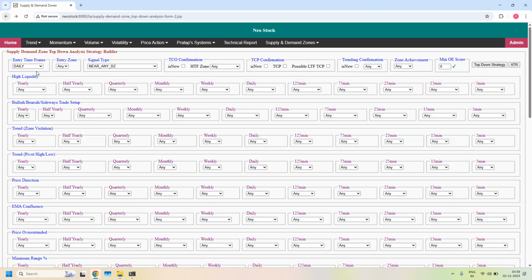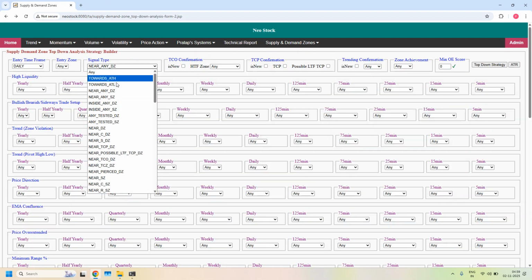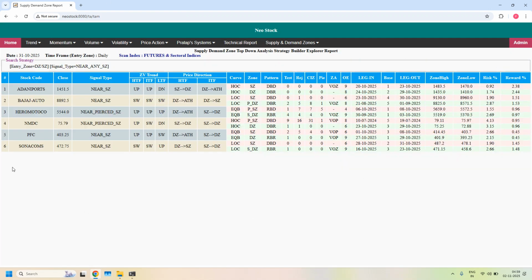Okay, next, daily time frame, stocks near to the daily supply zone. We got 6 stocks. Let us identify high priority, high liquidity supply zones. We don't have any daily high liquidity supply zones from this list.